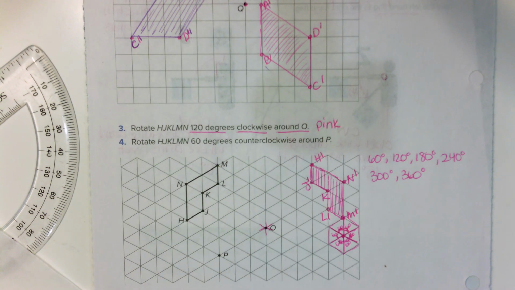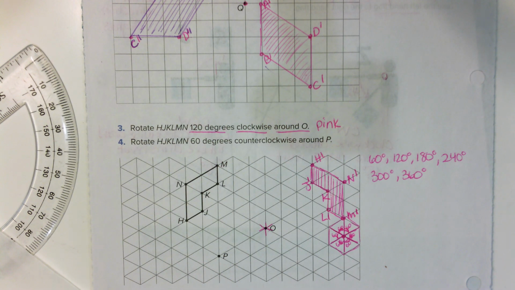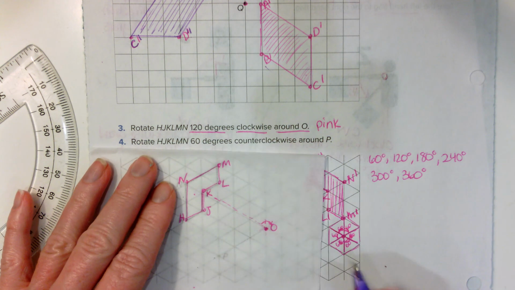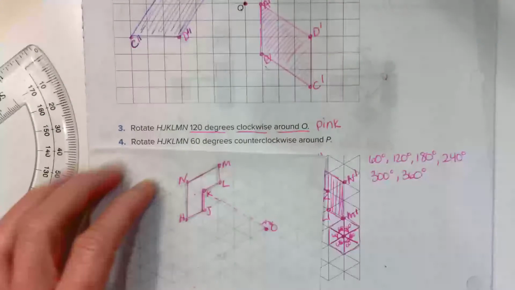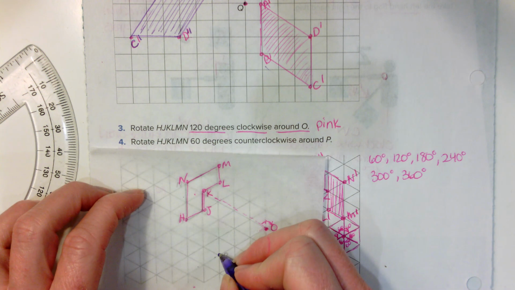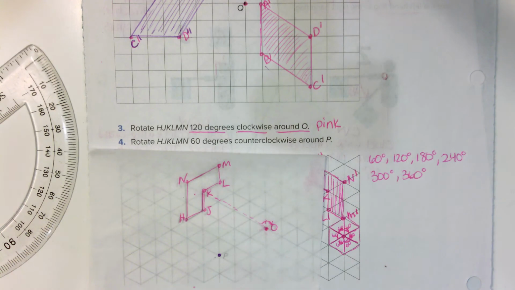So let's take a look at then number 4. It says to rotate H, J, K, L, M, N 60 degrees counterclockwise around P. So I'm going to take this same shape, but now I'm going to rotate it counterclockwise, which is opposite of a clock. And I'm going to rotate it around P. So again, I need something to help me do the rotation.